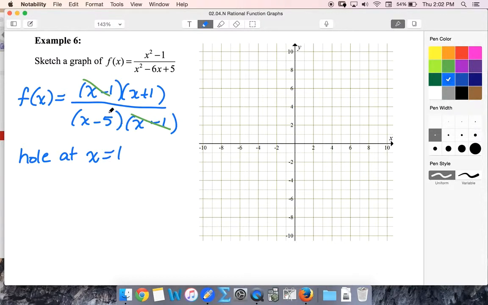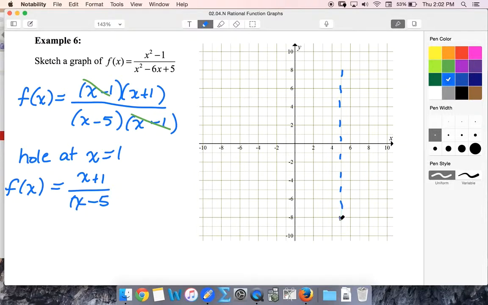At x equals 5, that's another place where I divide by 0, but that's still in my function because now my f of x looks like x plus 1 over x minus 5. So I can put in at x equals 5 an asymptote.